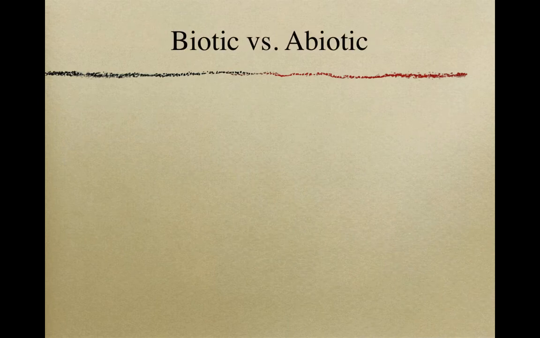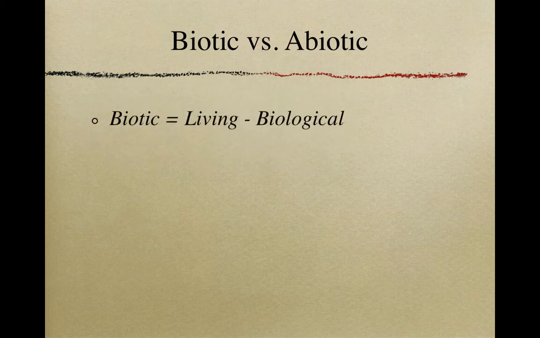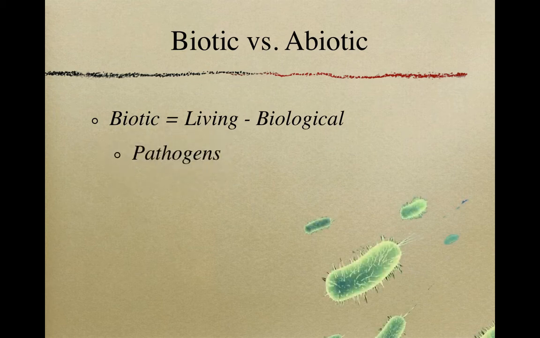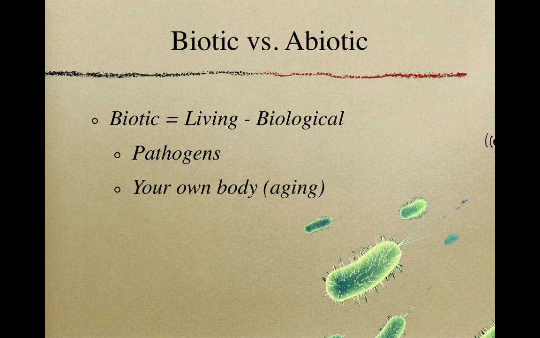So let's start with talking about biotic versus abiotic. We'll start with biotic factors. Biotic factors are just living things that might affect your body, so biological things that will affect your body. Things like pathogens, you know, germs, bacteria, virus, those kinds of things. And another thing you may not think of is your own body.